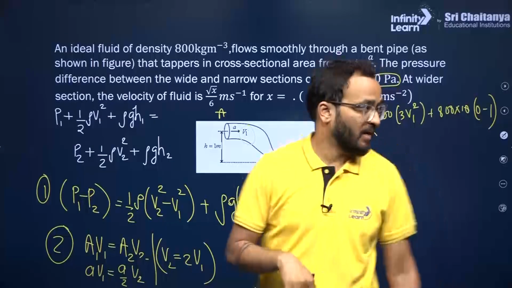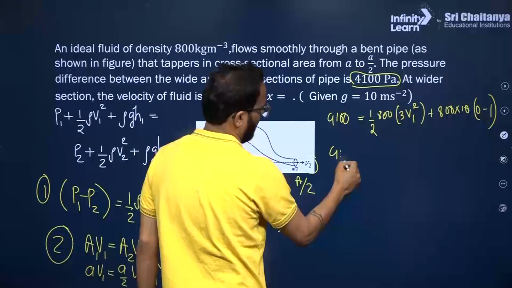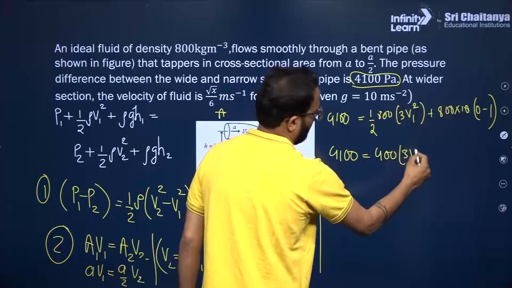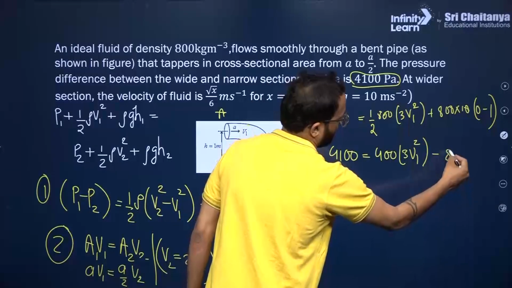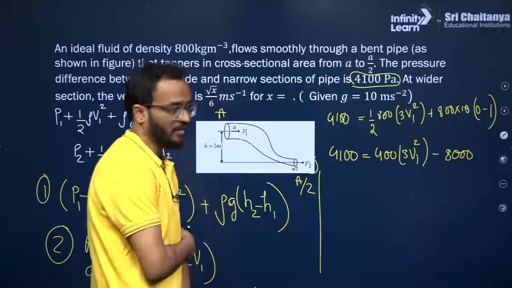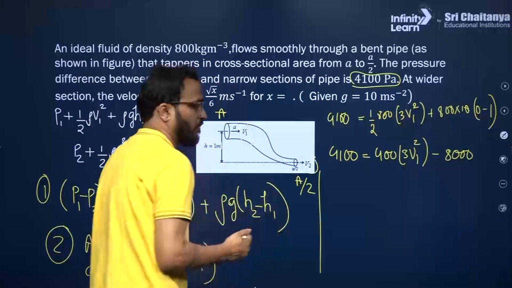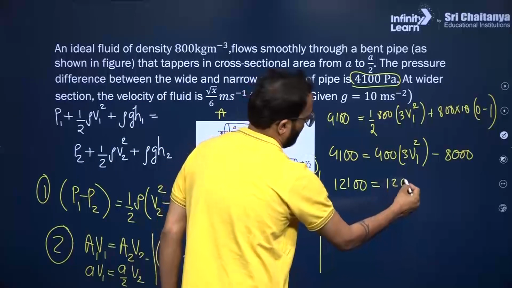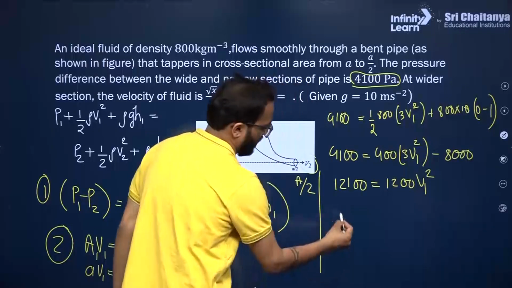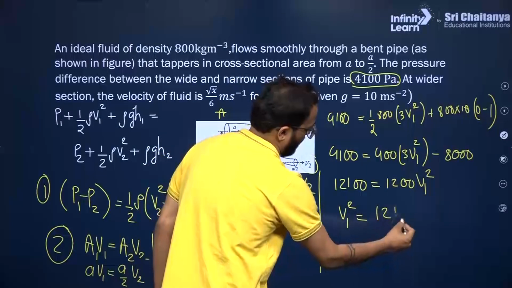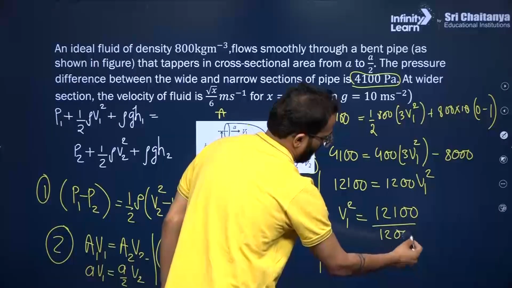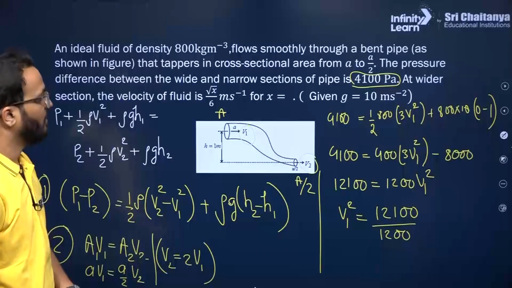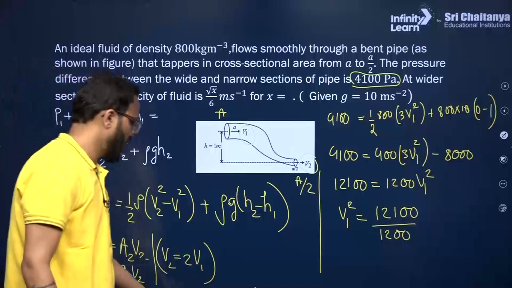Okay, so now let's start solving this. It will become 4100 is equals to 400 into 3V1 square minus 8000, right? So it will be 8000 plus 4100, 12100 is equals to 1200 V1 square, right? So V1 square will be 12,100 upon 1200. Okay, so after solving this, you can get the value of V1. Clear? So this is how the whole paper will be solved.